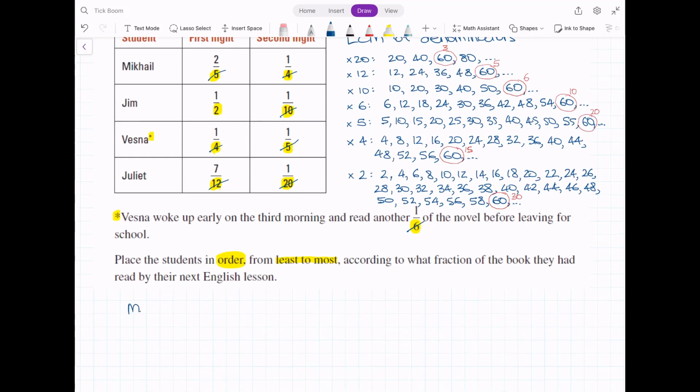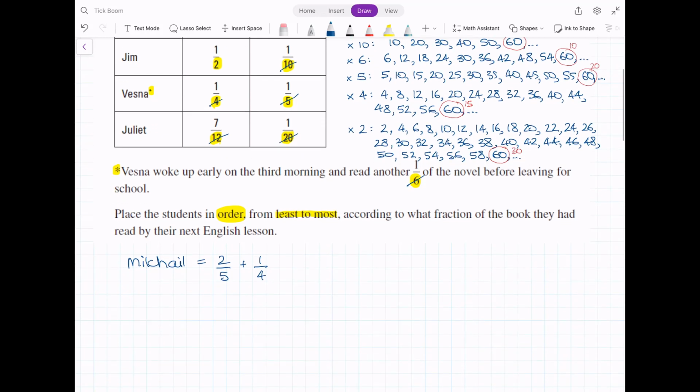So for Mikhail, how much did they read of the book? Well, they read 2 over 5 plus 1 over 4 of the book. And what we really want to do is write that as a fraction over 60 plus another fraction over 60. So we have to ask ourselves, 5 times what is 60? Well, 60 is the 20th. Is that right? No, that doesn't sound right.